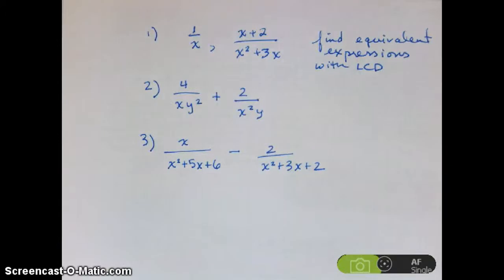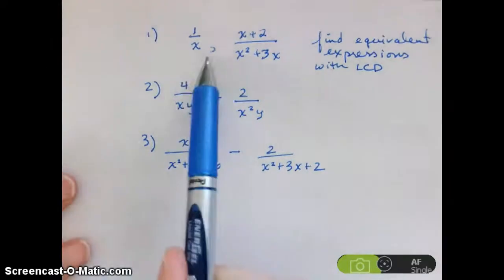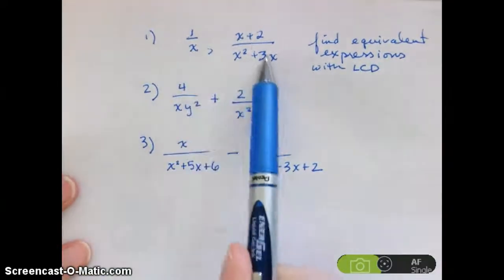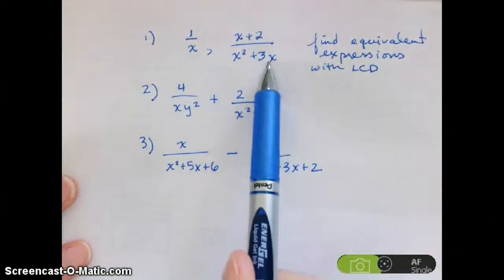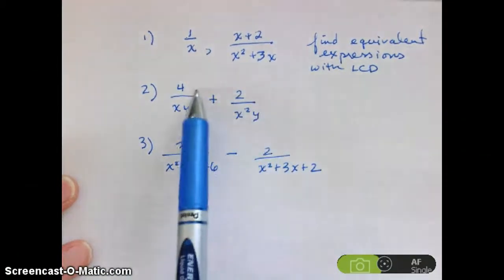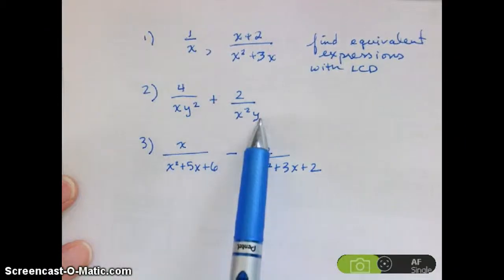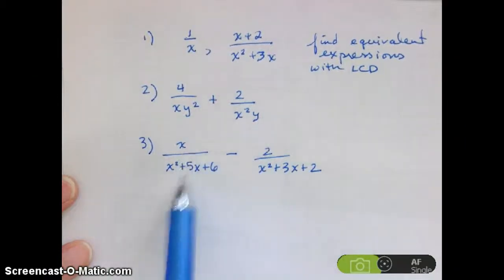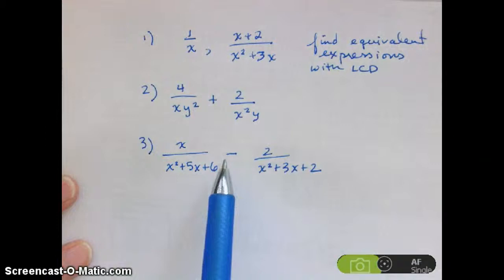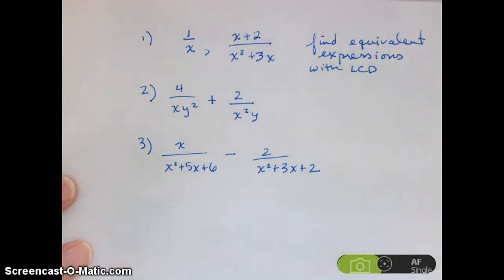Hi everyone, this video discusses LCM or LCD, least common multiple or least common denominator, for rational expressions. Those are fractions where the numerator and denominator are polynomials. I'll use the examples 1 over x, x plus 2 over x squared plus 3x, 4 over xy squared plus 2 over x squared y, x over x squared plus 5x plus 6 minus 2 over x squared plus 3x plus 2.